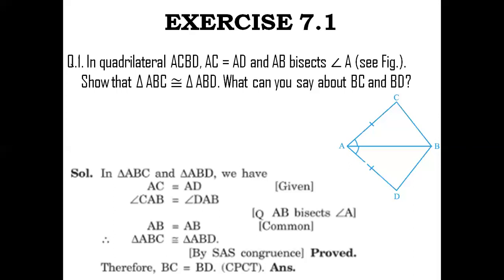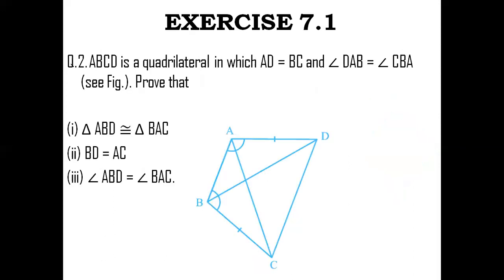Now let us get into question number 2. Question number 2 says that ABCD is a quadrilateral in which AD is equal to BC. Let us look into the figure. ABCD is a quadrilateral that is given, and over here it says that AD is equal to BC and angle DAB is equal to angle CBA. A figure is also given. We have been asked to prove first triangle ABD is congruent to triangle BAC. Second, BD is equal to AC. And then third, that angle ABD is equal to angle BAC.